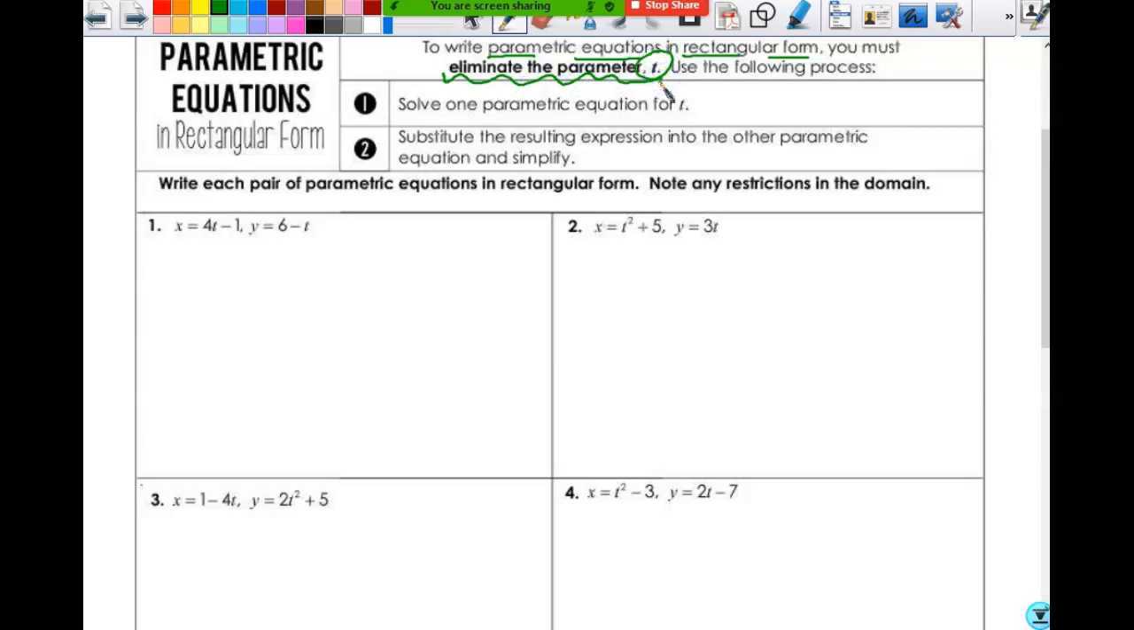So you want to think of these as a system of equations, right? It's two equations, it's three variables, but that's okay because we're not solving for an actual number, we're solving for a variable, so it's okay.